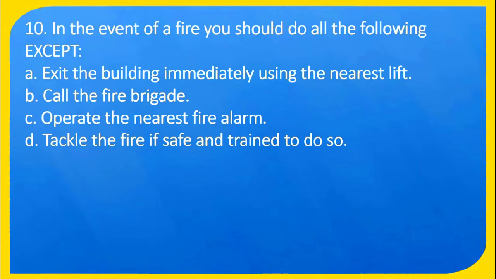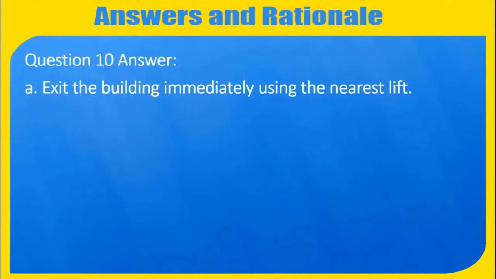Question 10. In the event of a fire, you should do all the following except A. Exit the building immediately using the nearest lift. B. Call the fire brigade. C. Operate the nearest fire alarm. D. Tackle the fire if safe and trained to do so. Question 10 Answer A. Exit the building immediately using the nearest lift.